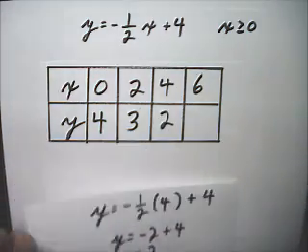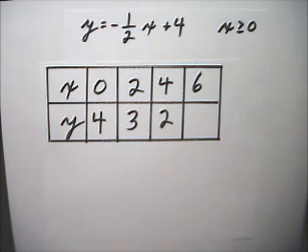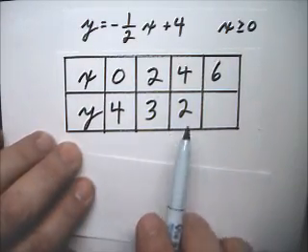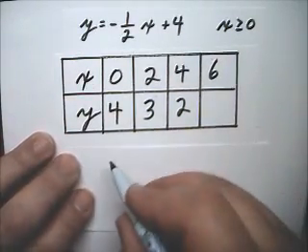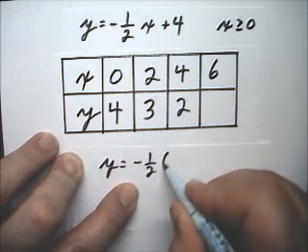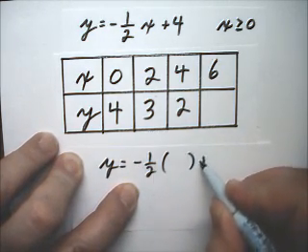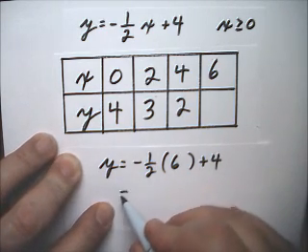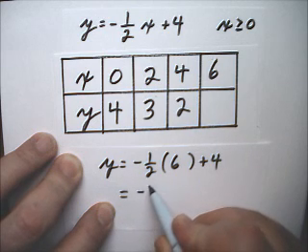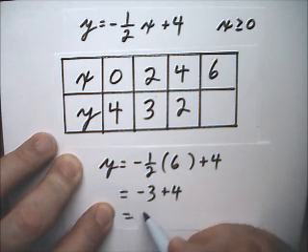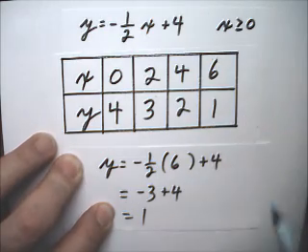I'll bet you this is going to end up to be 1, and the reason I say that, 4, 3, 2, 1, I'll bet you it is. Y equals negative 1/2, empty parentheses, plus 4. Put in a 6. So we end up with negative 3 plus 4, and negative 3 plus 4 is positive 1.